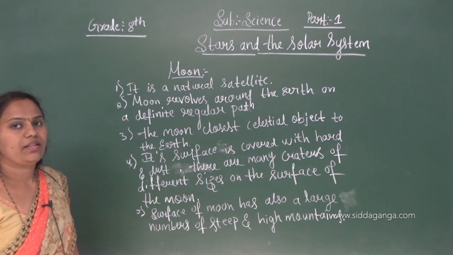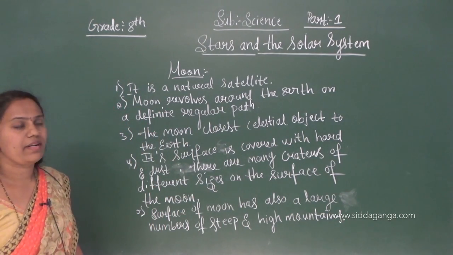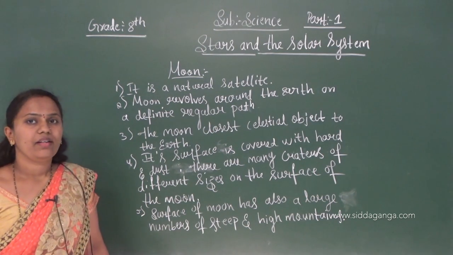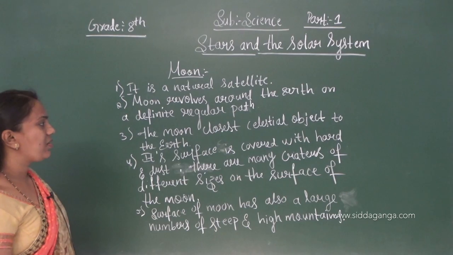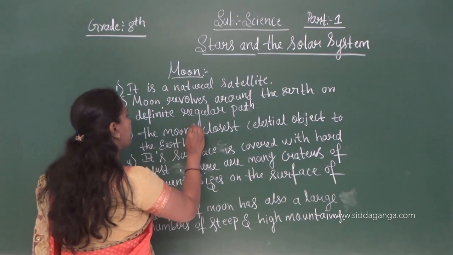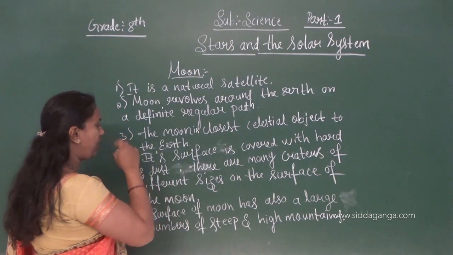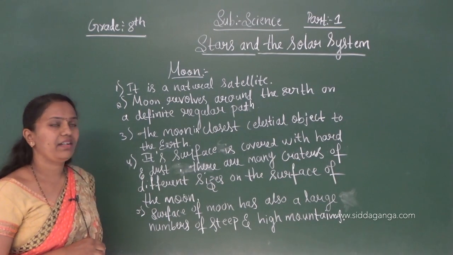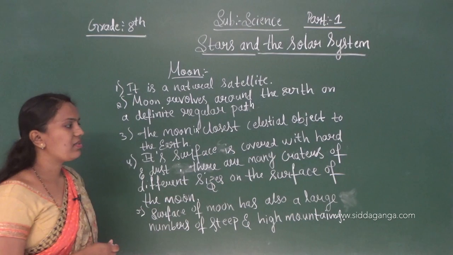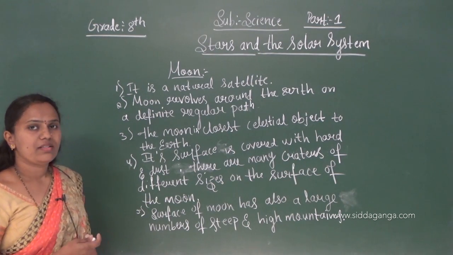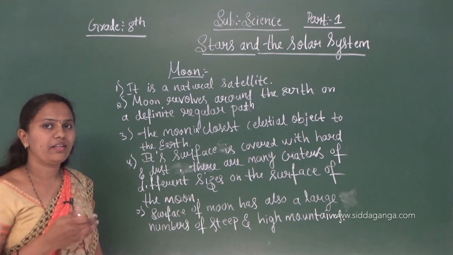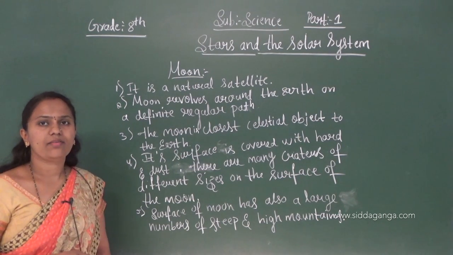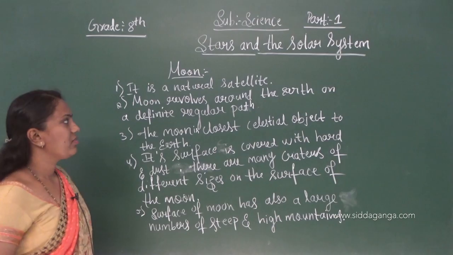Okay, so as I told, it is a natural satellite. And the moon revolves around the earth on a definite regular path. The moon is the closest celestial object to the earth. Its surface is covered with hard rock and dust, and there are many craters of different sizes on the surface of the moon. So the surface of the moon is covered with craters of different sizes and also steep and high mountains.